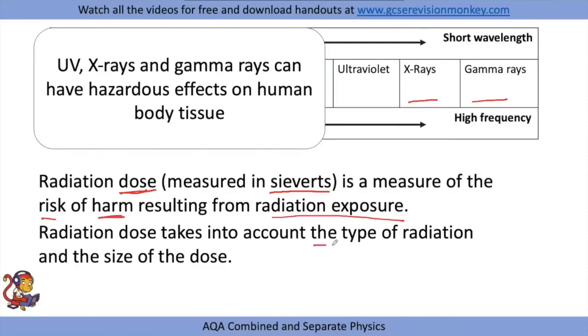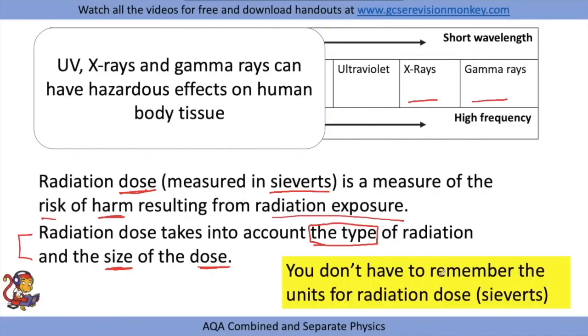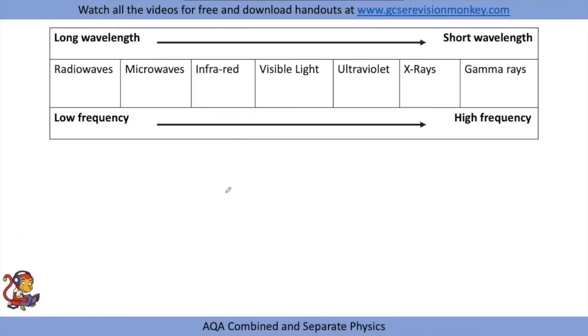It takes into account the type of radiation that you're exposed to and the size of the dose that you get. Okay, so you need to bear in mind that radiation dose takes into account the type and the size of radiation that you are exposed to, but you don't have to remember that the units are sieverts. So you might see sieverts in a question when they're talking about dose, but you don't have to remember those units. So let's look at the uses of some of these electromagnetic waves.